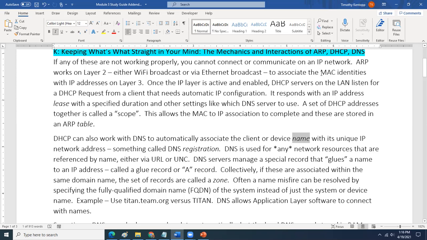So MAC address to IP happens with ARP and DHCP. DHCP assigns the address, and then ARP stores the association between the MAC identity on the interface and the IP address locally.